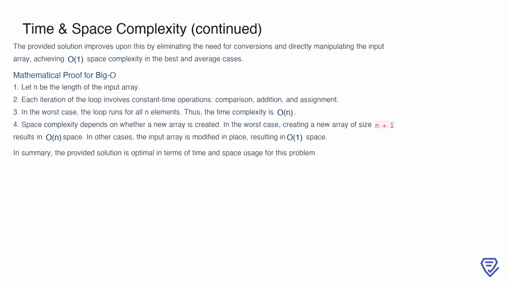To formally understand why the time complexity is O(n), consider that each iteration of the loop involves constant time operations like comparison, addition, and assignment. In the worst case, when all digits are processed, the loop runs n times, making the time complexity proportional to the size of the input array, or O(n). Space complexity, on the other hand, depends on whether a new array is created. If one is needed, as in the worst case, space usage becomes O(n). Otherwise, the input array is modified in place, leading to O(1) space complexity. Overall, this solution is optimal in both time and space efficiency for solving the +1 problem.